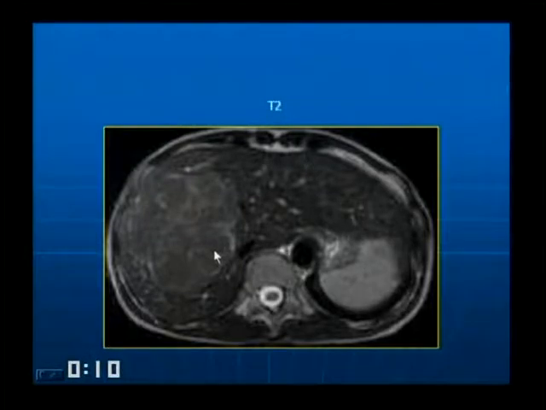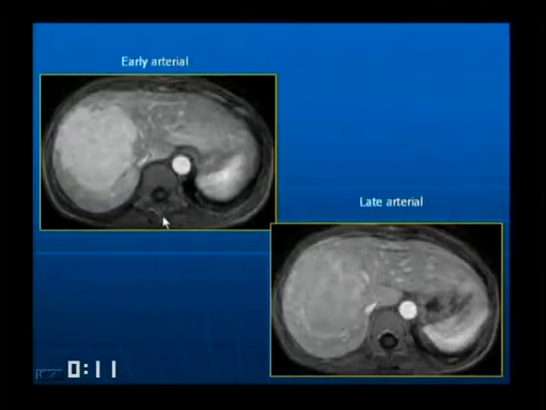Adenoma. What else? FNH, right? You might look for a central scar. Now, you don't have to see a central scar in every FNH. Here's the early arterial phase. Here's a late arterial phase. Does that help you? So the lesion on the arterial phase is enhancing, right? It's enhancing with some heterogeneity, but pretty much the whole thing is enhancing.